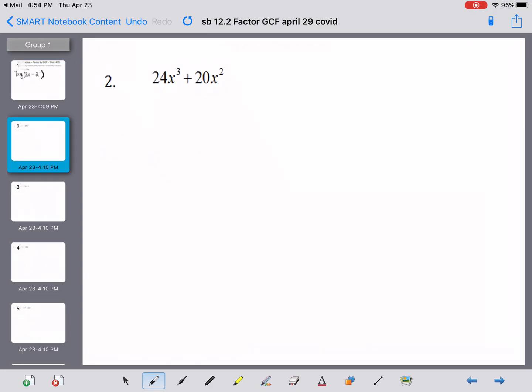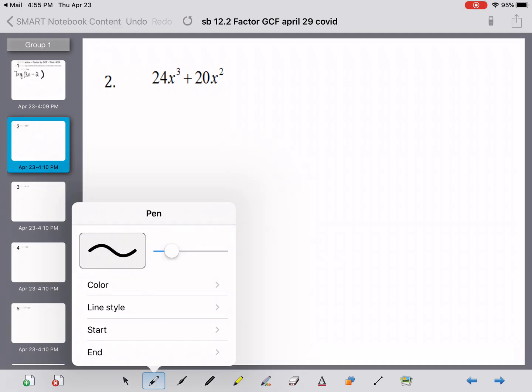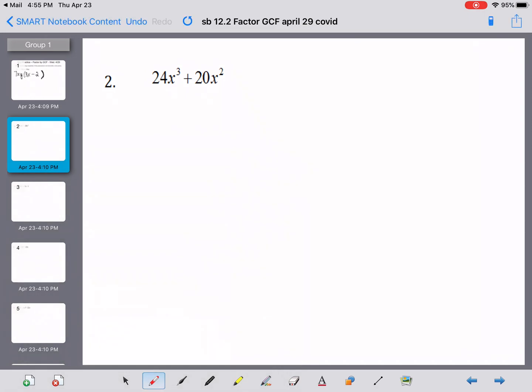Problem number 2, same kind of thing. We're looking for the biggest number that goes into both 24 and 20. And when I say goes into both, I should say divides by both. So 24 and 20 are both divisible by 4. Between x cubed and x squared, our smallest exponent is x squared. So 4x squared is our greatest common factor, and we just want to figure out what's remaining.